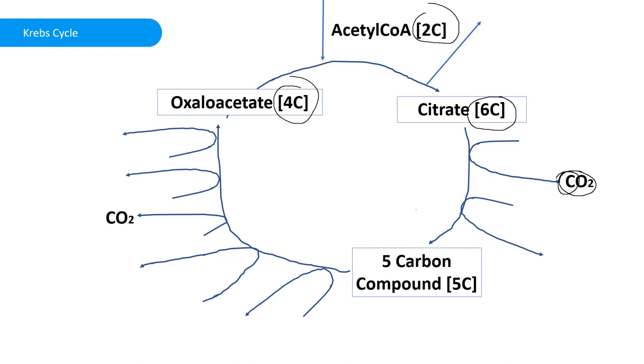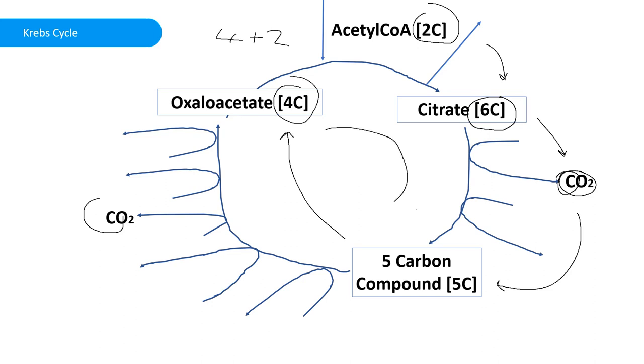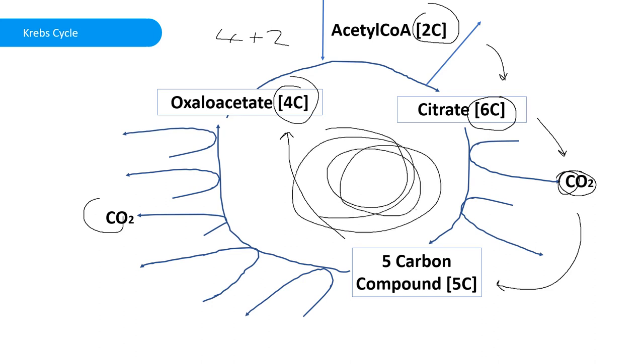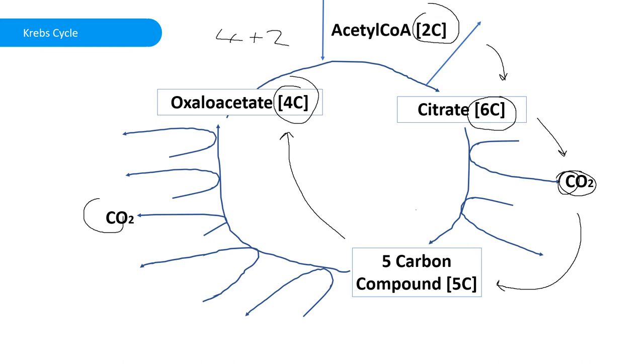So this 4 adds with a 2 to give a 6, which is here. We lose a carbon, which takes it down to a 5. We lose another carbon, which takes it down to a 4, and it just keeps going around in a cycle. And that's why it's called the Krebs cycle, sometimes called the citric acid cycle, because obviously the 4 plus the 2 gives us citrate, which is citric acid.